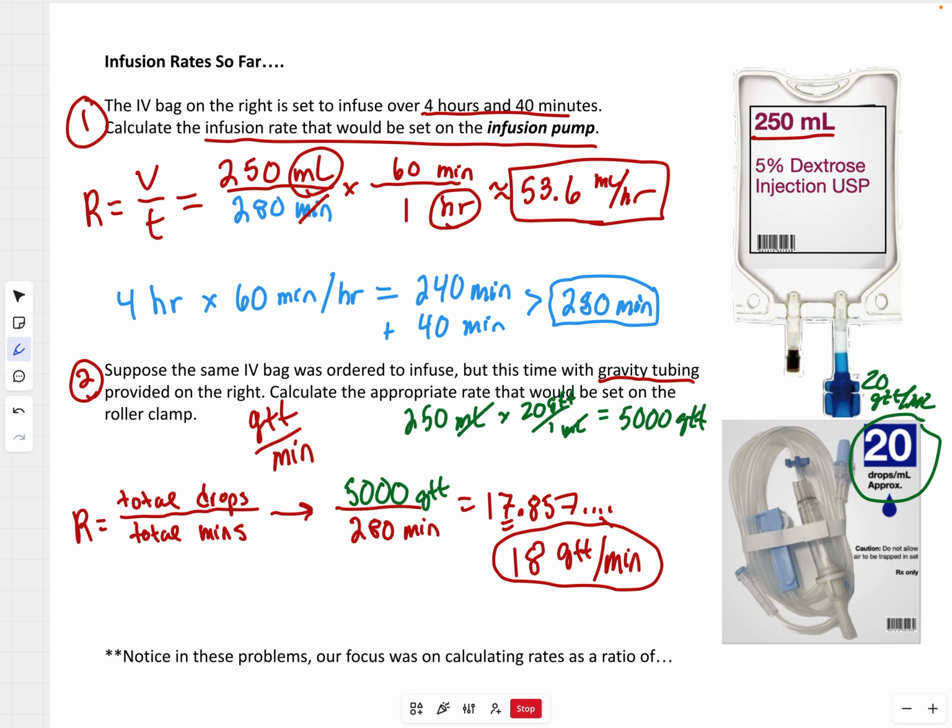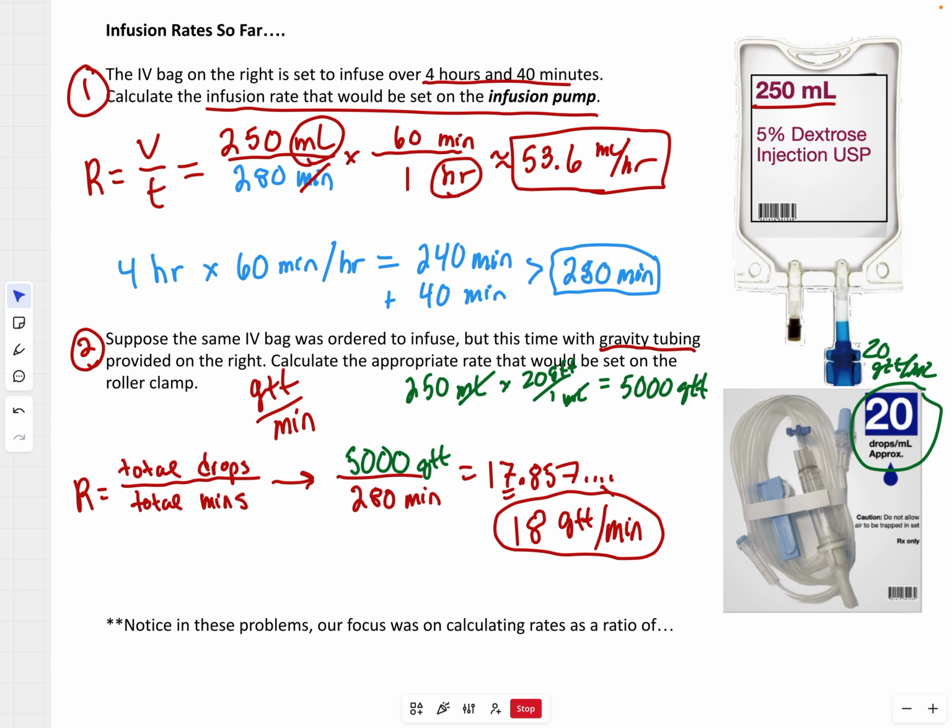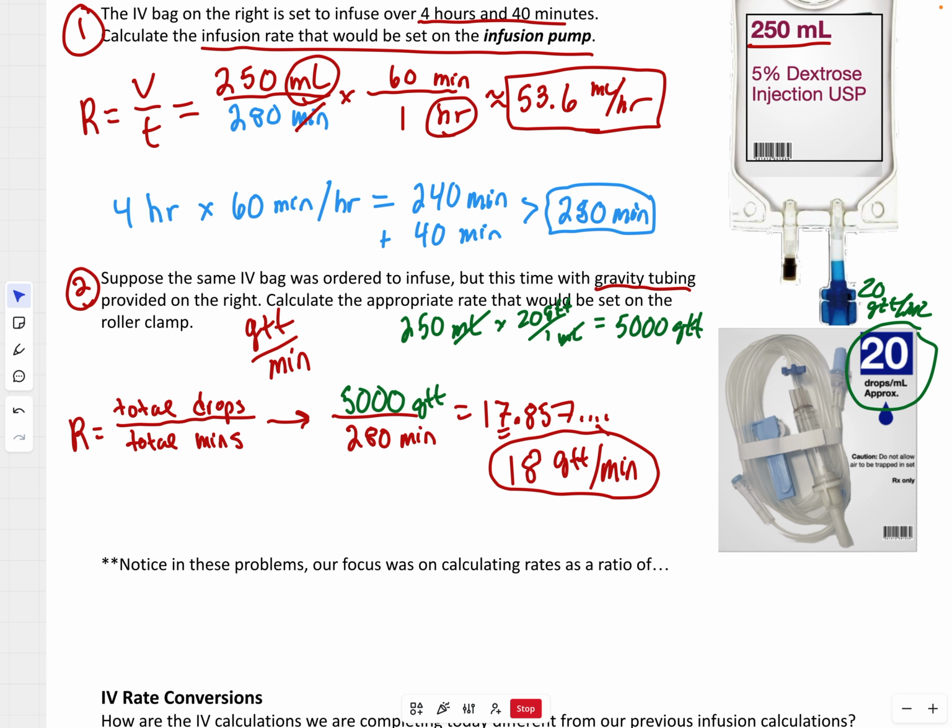So in both of these problems, what we should notice is that we are calculating rates as a ratio of volume over time. If we know the volume, we know the time, we can put those together. If they're the right units we want, we can do that division. If they're not the right units, then we can use our dimensional analysis skills to turn those units into the ones that we want. Now, this is a review of the infusion rates we've seen thus far.